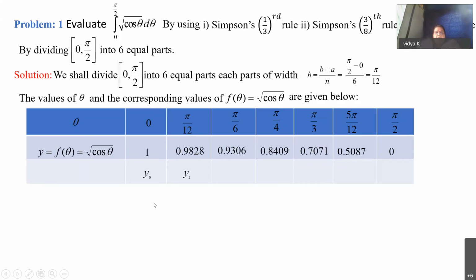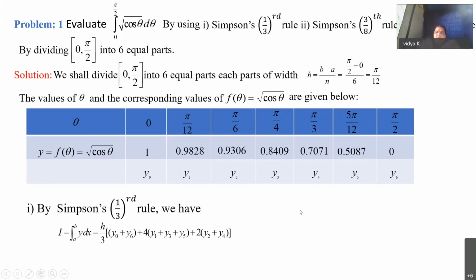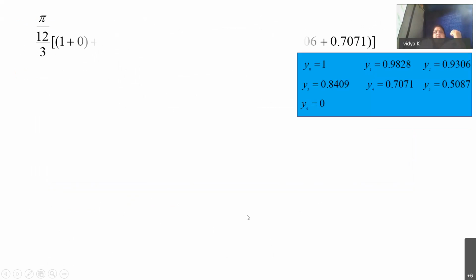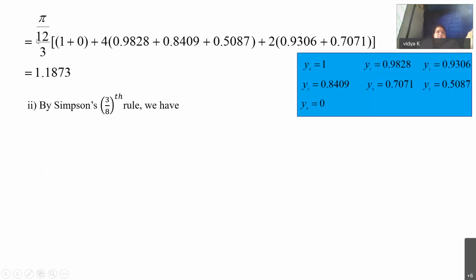So next you better give the notation. First value should be y0, y1, y2, y3, y4, y5, y6. And Simpson's one-third rule is this. So substitute the corresponding values now. It is equal to, so these are the values, pi by 12 by 3, then y0 from the table. All the values you substitute, you get that.